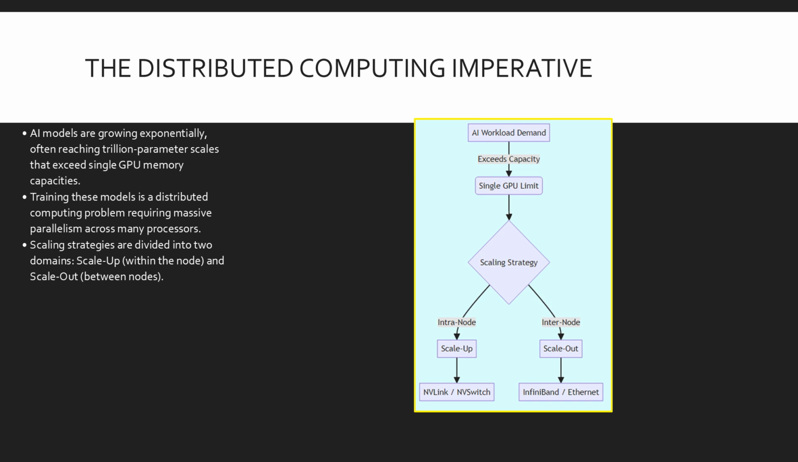This flowchart visualizes the decision path. We start with the AI workload demand. Once it hits the single GPU limit, we must split the strategy. The left path, scale-up, happens inside the node using technologies like NVLink. The right path, scale-out, happens between nodes using fabrics like InfiniBand or Spectrum-X Ethernet. Both paths are required for a complete solution.